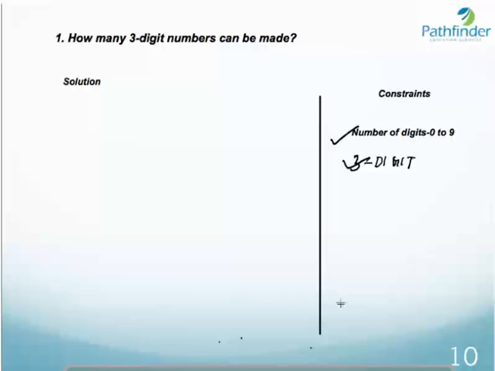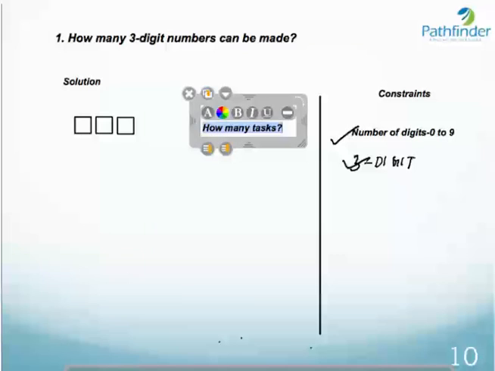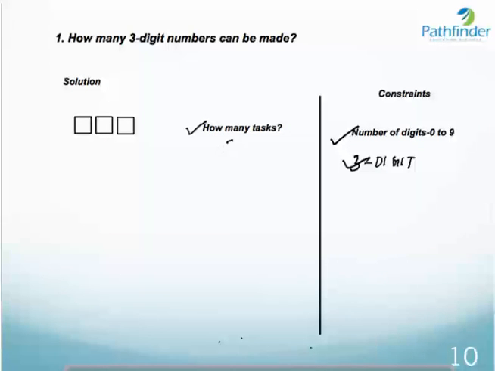So let us try to solve them. Now to solve this question, we need to know how many tasks are there with us. So the number of tasks are 3. And what are these 3 tasks? To fill the units place. Then the second task is to fill the tens place. And the third task is to fill the hundreds place. And because each of these are compulsory, therefore we can say that we have to fill the hundreds place and the tens place and the units place.